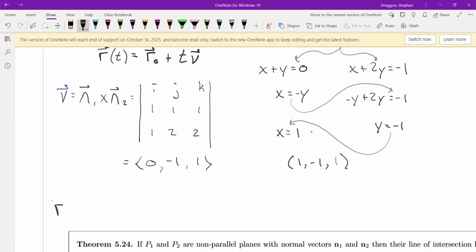So put that all together. r of t is 1, negative 1, 1 plus t times 0, negative 1, 1.